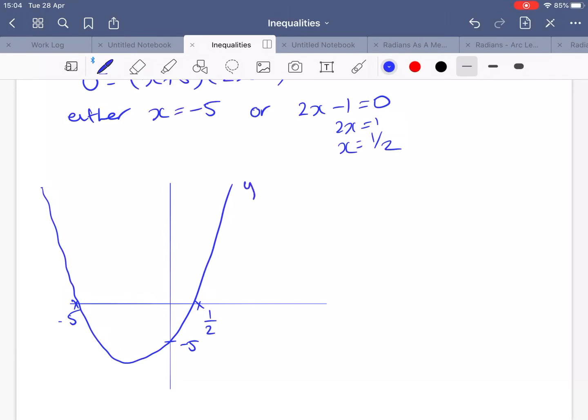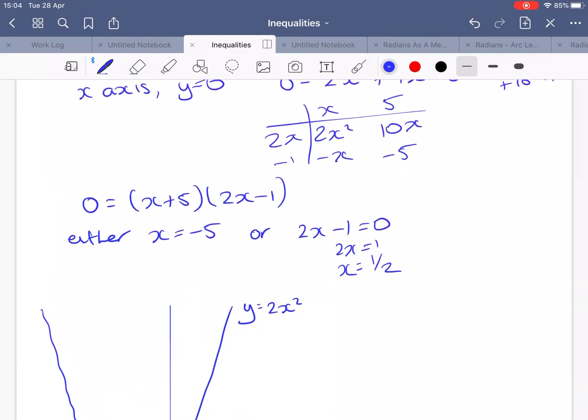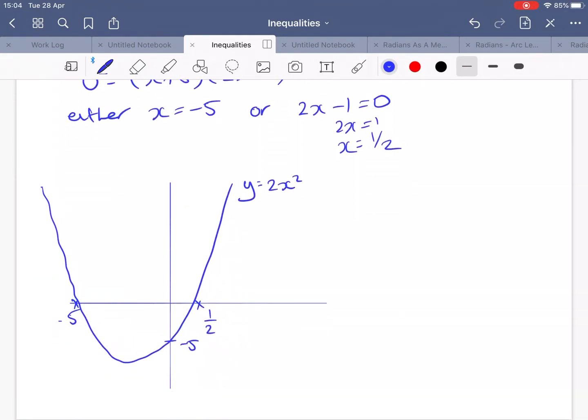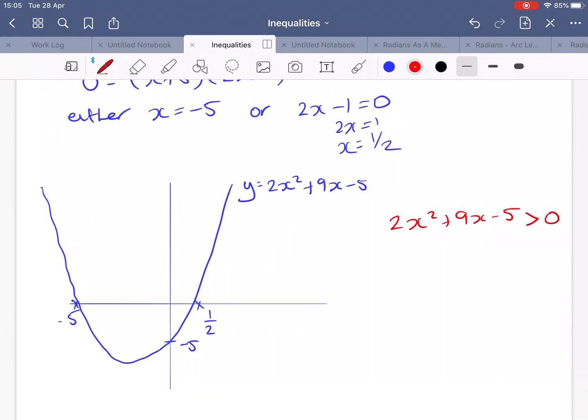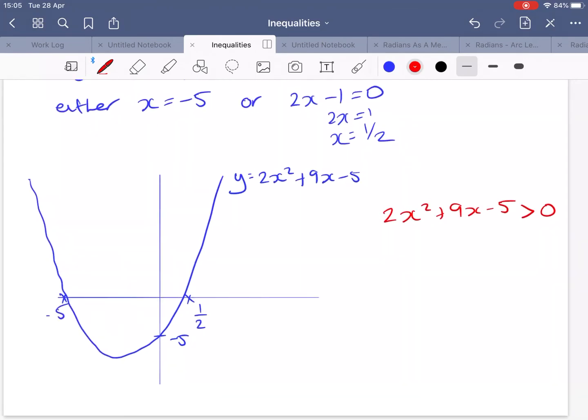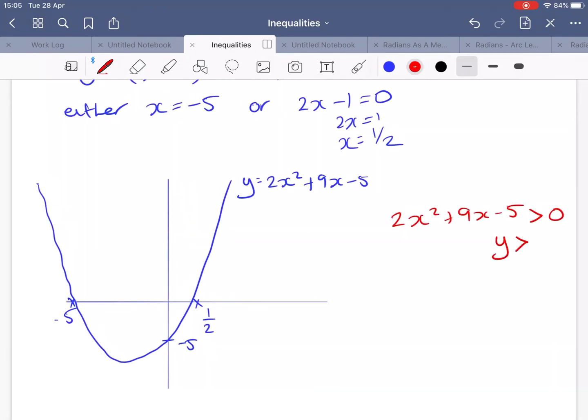So this is the graph of 2x squared plus 9x minus 5. And I needed to solve the inequality 2x squared plus 9x minus 5 was greater than 0. So in other words, I want to know the region when the y value is greater than 0.